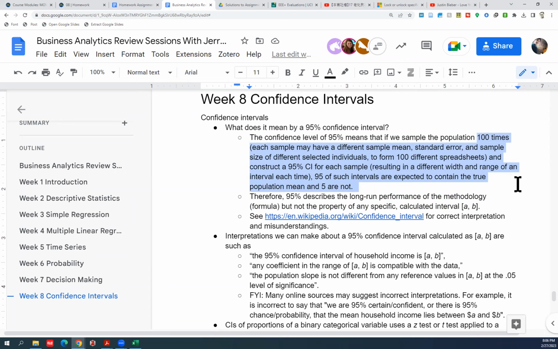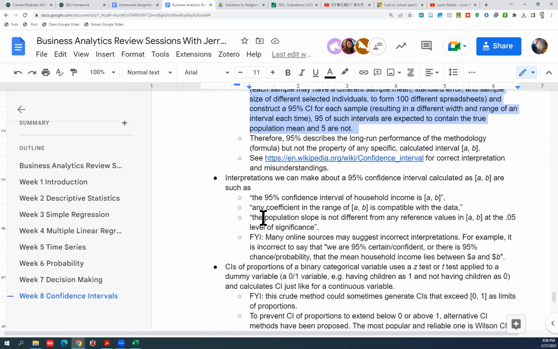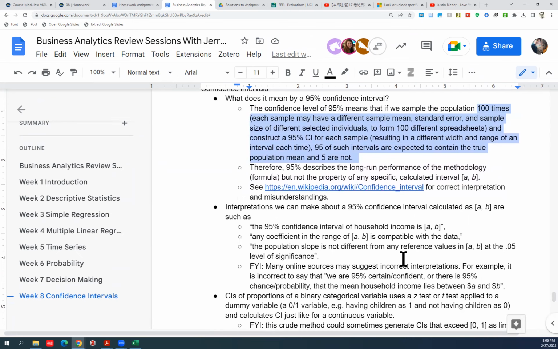That's why when we interpret it, we should not give any probability-related interpretation. Several of the correct interpretations I already gave here would be simply interpreted as: we know that the 95% confidence interval of something is between A and B, or we could say any population parameter in the range of A and B is compatible with the data.